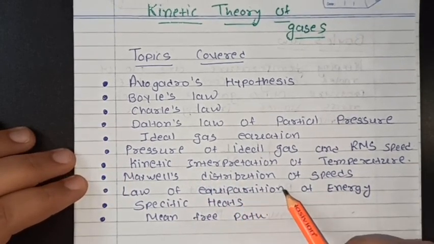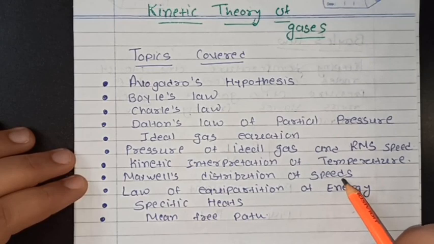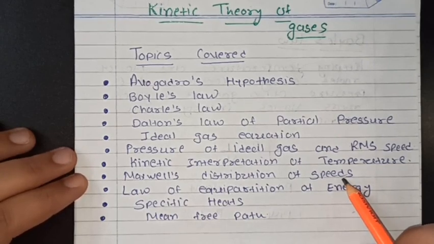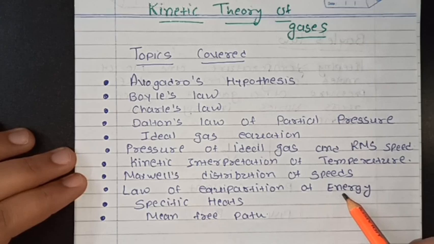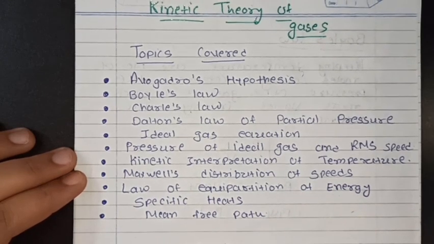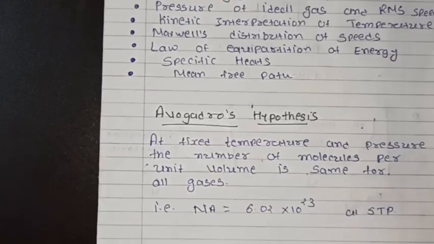Then Maxwell distribution of speed. In this topic we will learn about most probable speed and the average speed of gas molecules. Then law of equipartition of energy. In this topic we will learn about specific heats and the degree of freedom. Then at the last we will learn about the mean free path. So let us begin with the first topic, that is Avogadro's hypothesis.